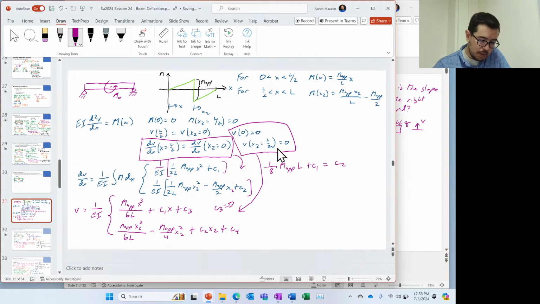And then for this one, all right, we're going to have to solve and plug in all these things, okay, so that we get an equation that still has C2 and C4 in it, okay? And then that's going to be equal to 0. Yeah, so that's kind of nasty, actually.